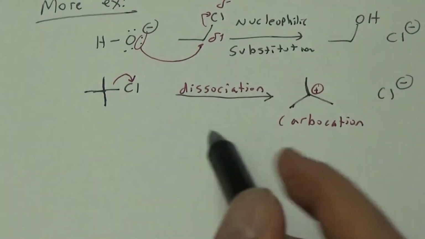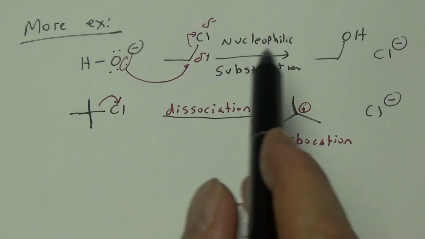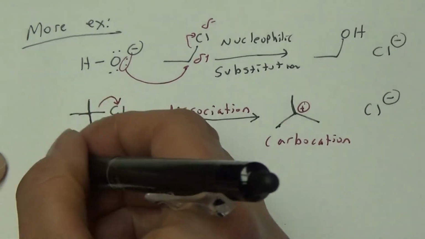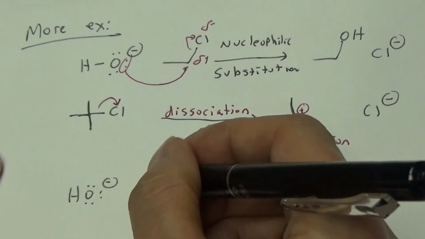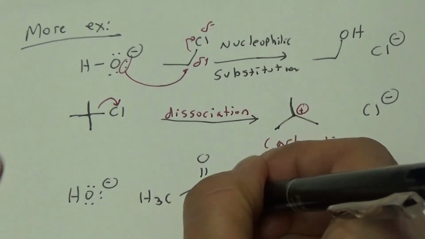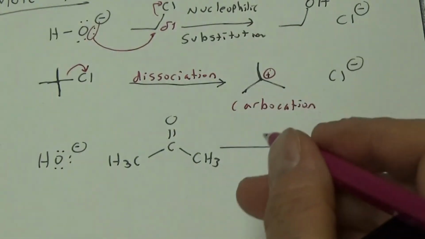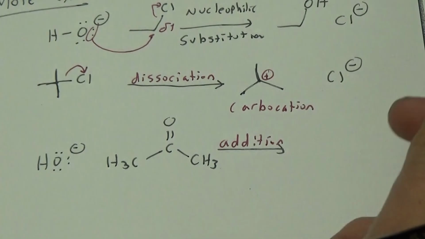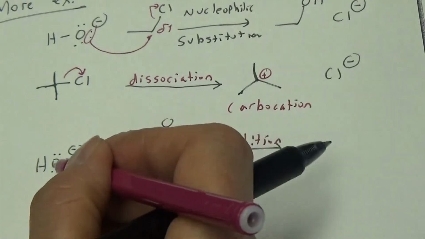And the reason I'm doing this is to give you other words for things other than substitution. Substitution is like one thing substituting for another. Dissociation, something's dissociating. What about addition? So if I have OH minus, I'm going to draw acetone, a ketone, dimethyl ketone. Addition is going to mean A plus B makes C. It's just going to attack and just attach.